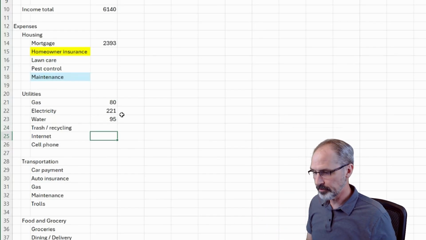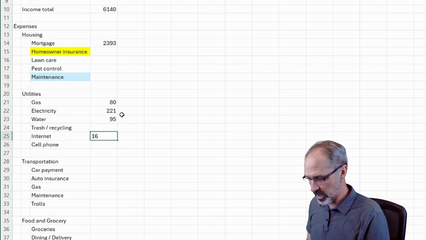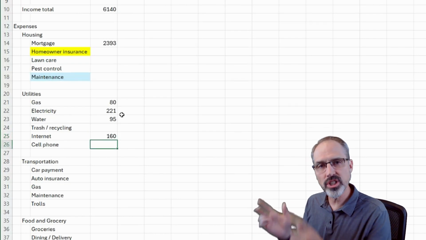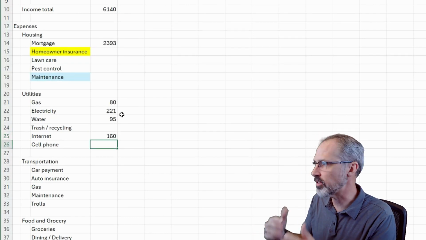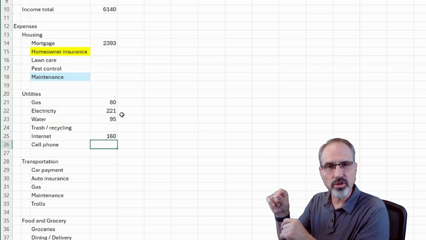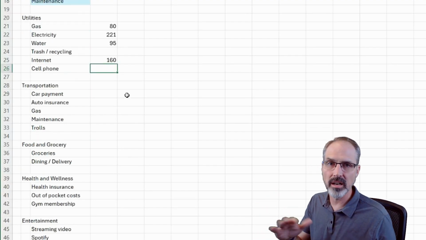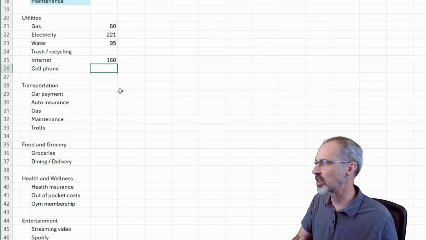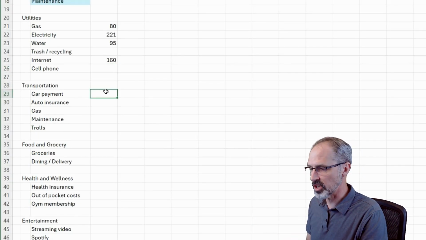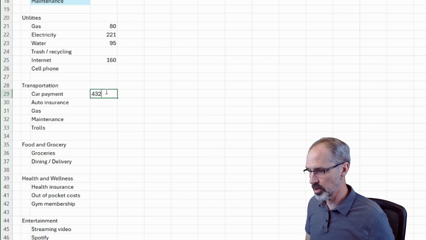Their internet is $160, and that includes their internet they've bundled with their cell phone. So again, I'm not going to split those two because it goes to one place and it's one account. So that's what they spend on both internet and their cell phones. So now let's look at transportation. Like I said, they have one car payment, and that is for $432.